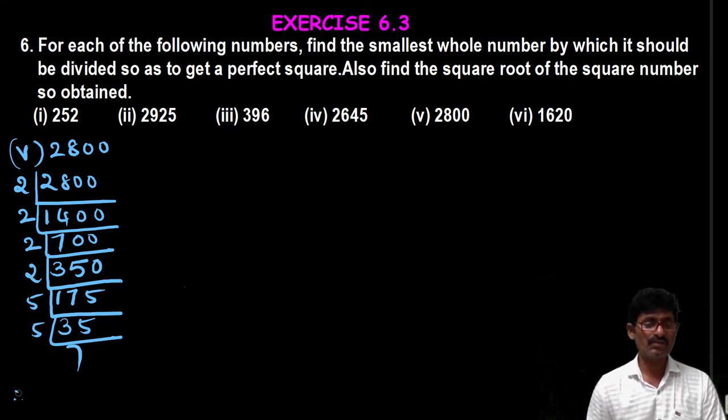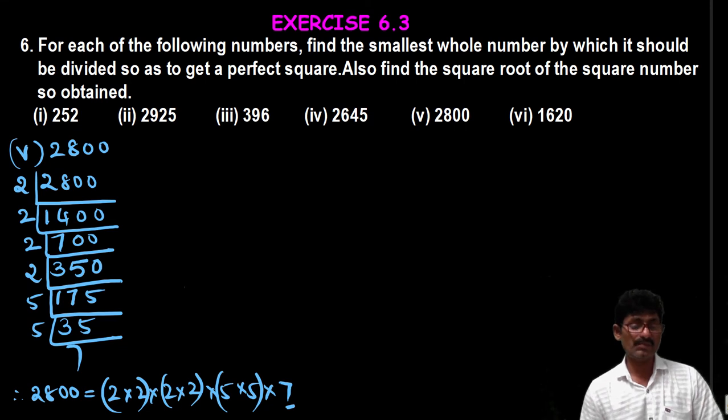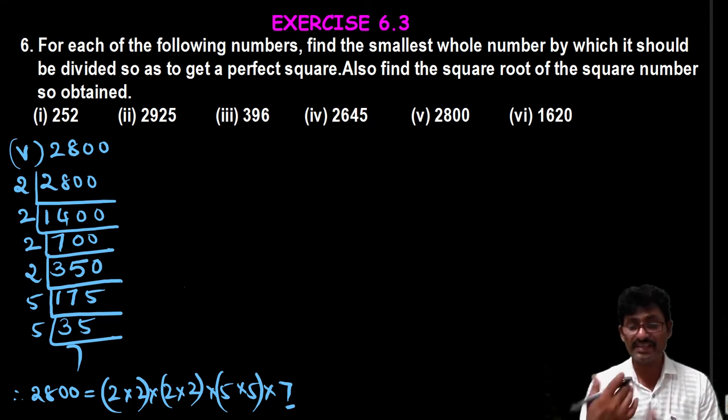So we can write therefore 2800 equal to 2 times 2 times 2 times 2 times 5 times 5 times 7. Now take pairs. So 2 and 2 is one pair, then again 2 and 2 is one pair, 5 and 5 is one pair. So the 7 will be the remaining value which is alone, single, not paired.